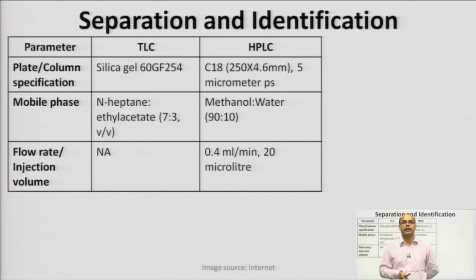Moving on to the analysis part or the estimation part, here we use thin layer chromatography and high pressure liquid chromatography. You can see the TLC specifications. Here we have used silica gel, which acts as a stationary phase. These are the pre-coated silica gel plates we have used for separation of our phytoconstituent Diosgenin. These silica gel plates are spotted with the drug or with the standard, and the mobile phase we have used for thin layer chromatography is n-heptane and ethyl acetate in a ratio of 7:3 volume by volume.